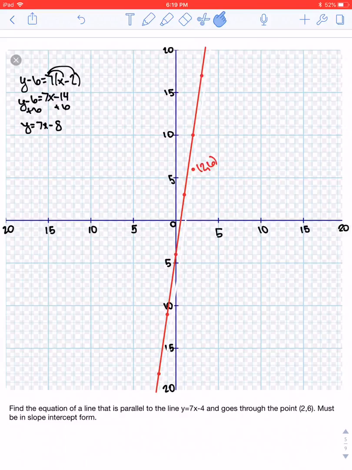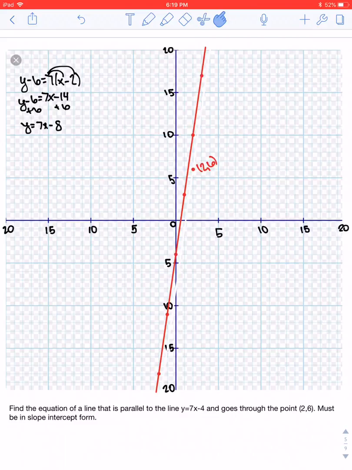So find the equation of a line that is parallel to the line y equals 7x plus 4 and goes through the point 2, 6. And this must also be in slope-intercept form. So first, you don't have to do any work to find the slope because it is already given, because the two lines are parallel. So the slope will remain as 7. All you have to do now is plug into point slope form.